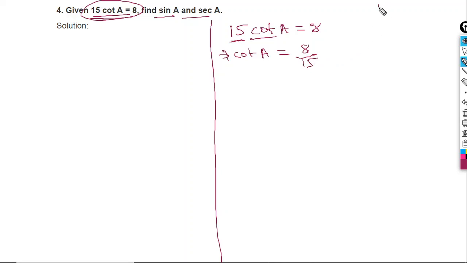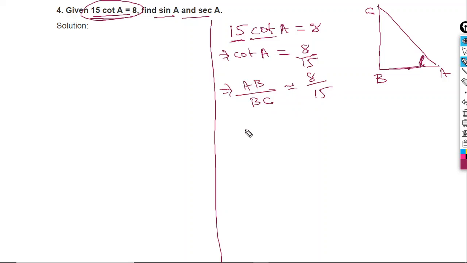Now we'll draw a right angle triangle, where angle B is 90 degrees, and C is here. So cot A, what do you mean by cot A? Cot means side adjacent of angle A divided by side opposite of angle A, that means AB by BC. It implies that you can write AB by BC equal to 8 by 15.